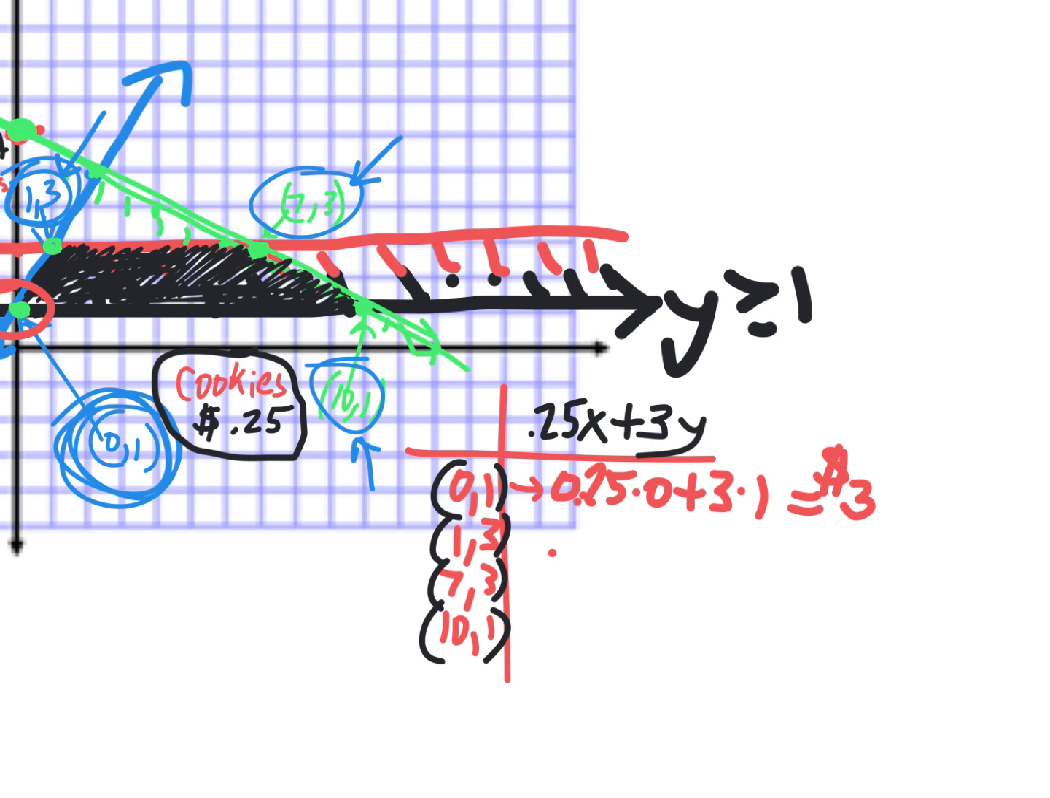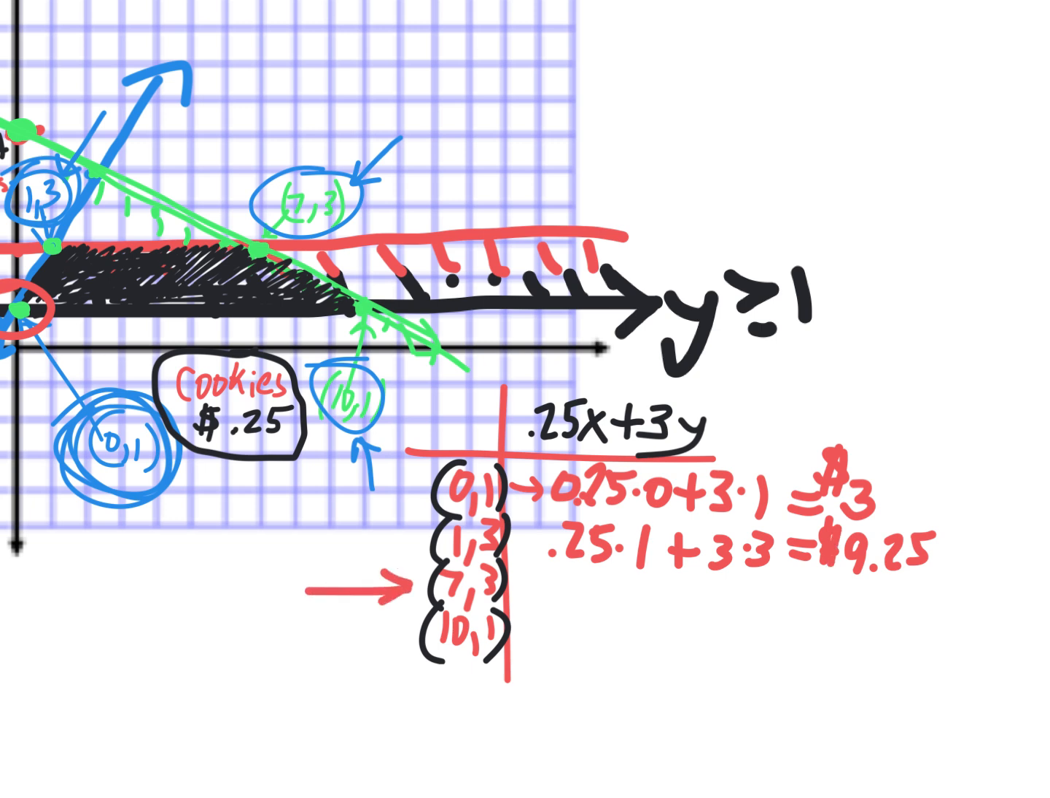So then 1, 3. That gets me 0.25 times 1 plus 3 times 3. 25 cents times 1 is 25 cents, plus 9 is 9.25. Now we're making a little more money on our bake sale.